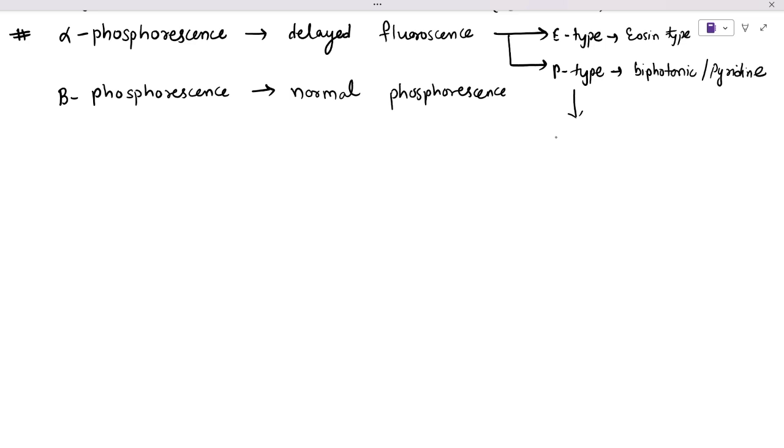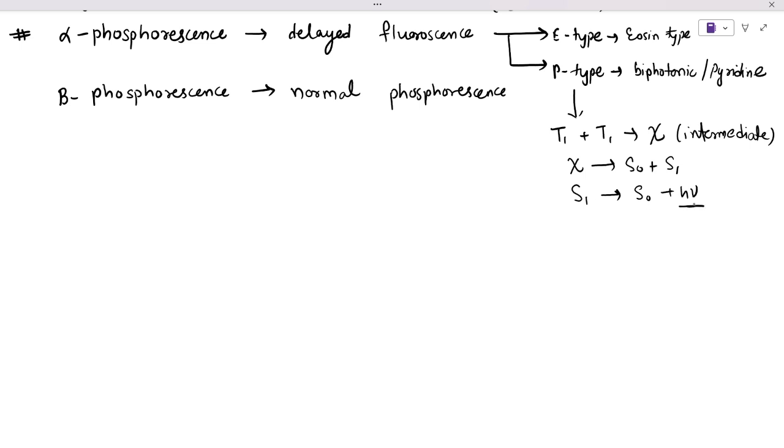In P type, two molecules in the triplet state combine and form an intermediate. The intermediate can also form from S0 plus S1, a singlet ground state and a singlet excited state. When the transition occurs from the singlet excited state to the singlet ground state, it releases light, that is h nu. Here two molecules are actually required to create two triplet states.